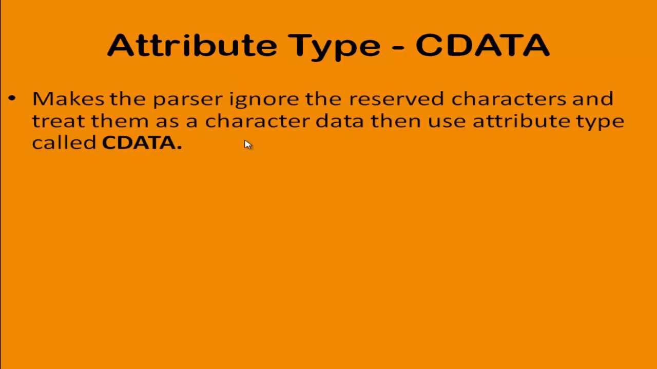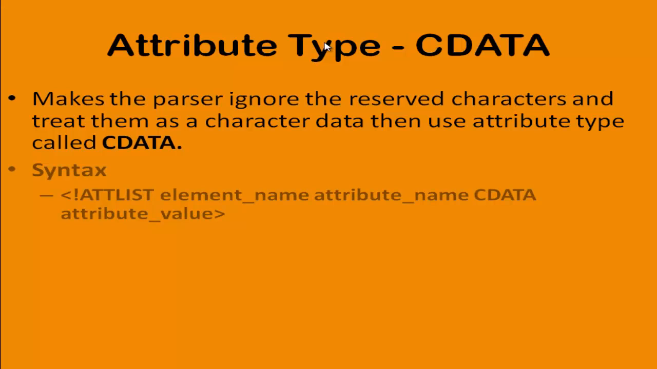This CDATA is known as character data. As the name states, it makes the parser ignore the reserved characters. It means, if I want to provide any other characters like less than, greater than, or ampersand, which are not allowed in PCDATA, they can be provided in this attribute type which is known as CDATA. That is the main use of this.